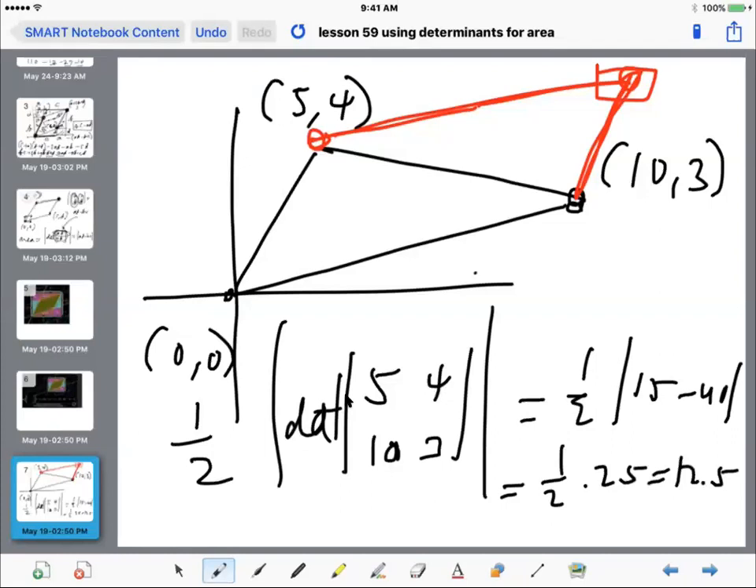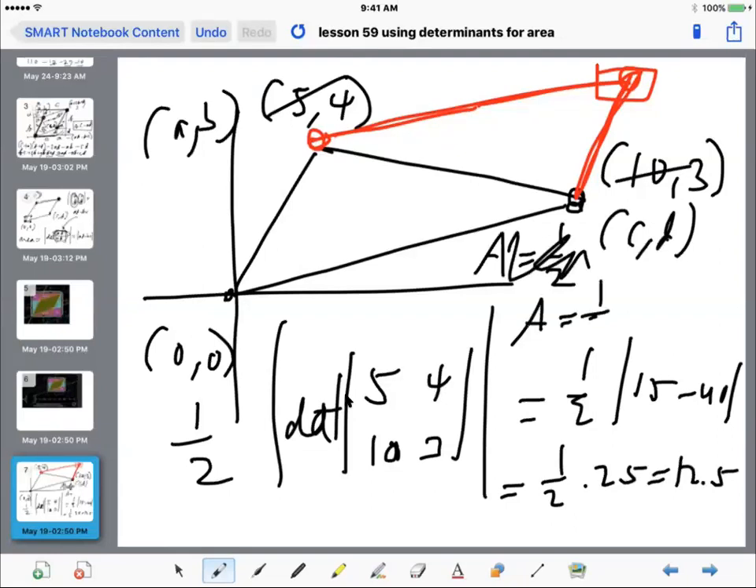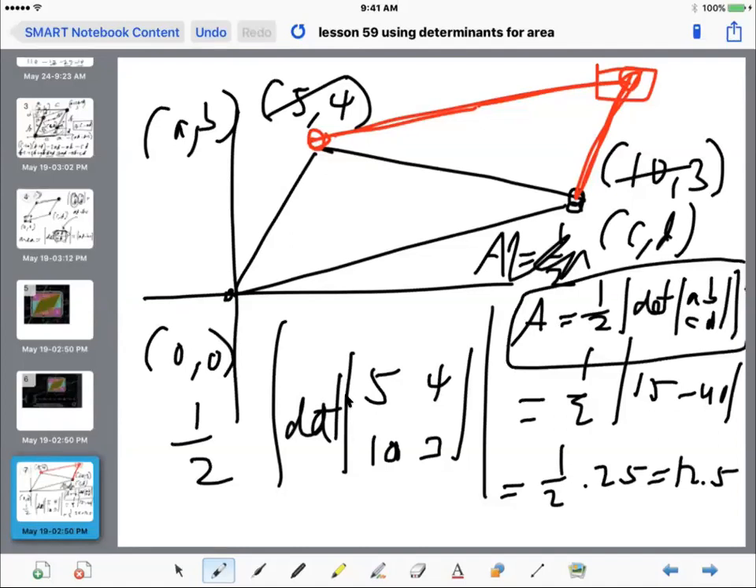I'll write down: area equals 1/2. If this point was called A, B and this point was called C, D, then the area is 1/2 the absolute value of the determinant of A, B, C, D. So those are the 2 main formulas for today's lesson. And they really go back to the definition of the determinant.